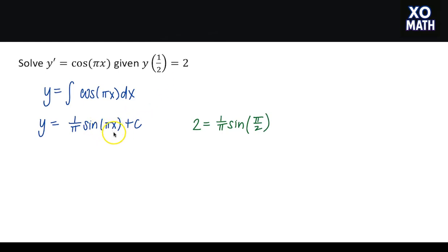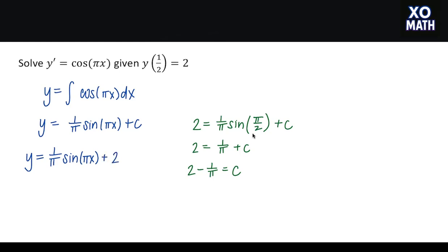So that would make the inside here pi over 2. And I'm solving for the c value. Well, sine of pi over 2 is equal to 1. So I have 2 is equal to 1 over pi plus c. So subtract 1 over pi. 2 minus 1 over pi is equal to c. Now c isn't the solution. The solution is the entire equation. So my solution is y equals 1 over pi sine of pi x plus 2 minus 1 over pi.